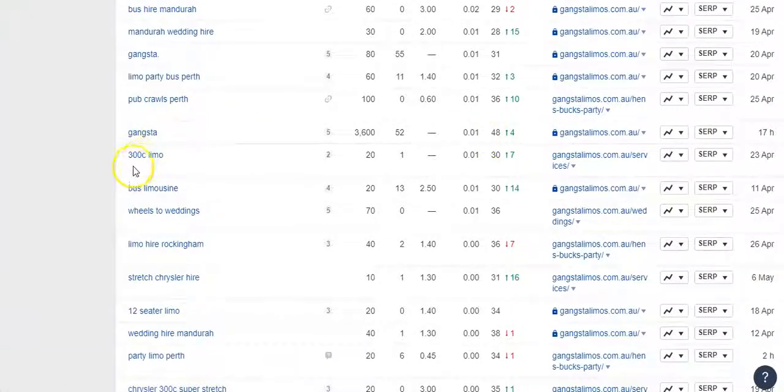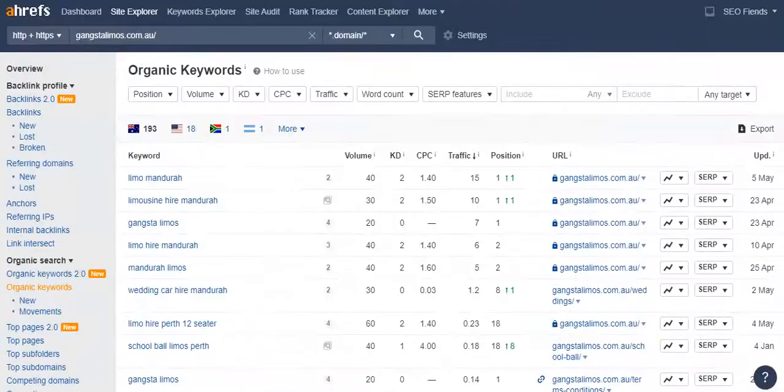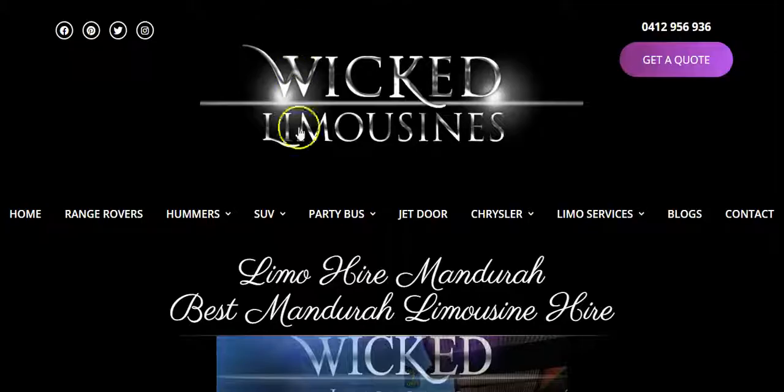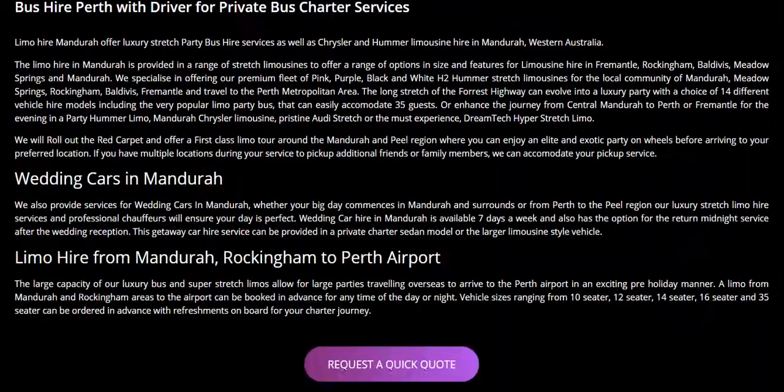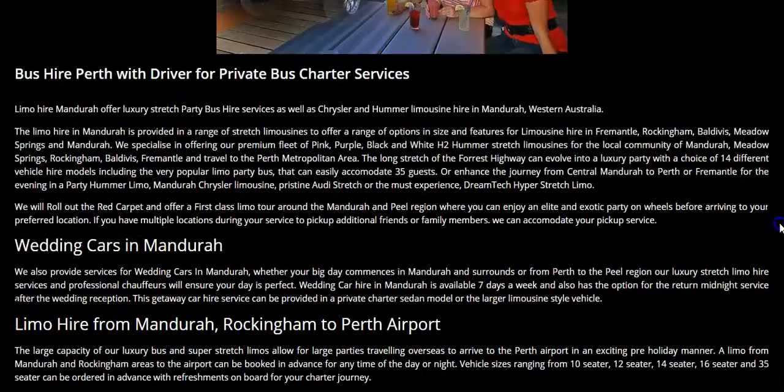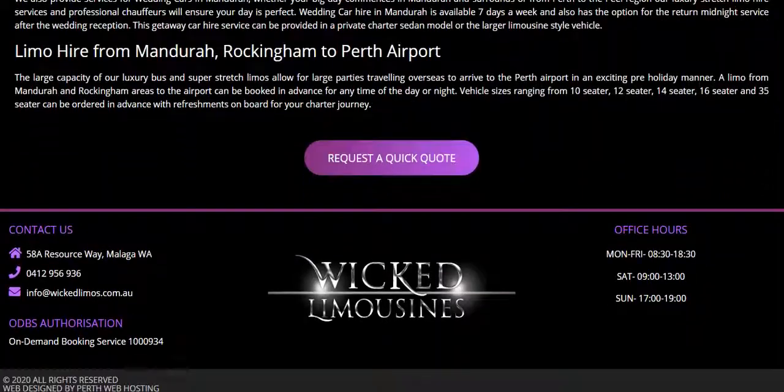300C Limo, you're on the bottom of page 3. So these are the things that, because these are quite easy KDs, we can make some really good headway and start ranking you well for. Because your opposition has a lot of pages. They obviously have a lot of vehicles, things like that, and you can see they've got that content I was mentioning, and they have a footer, so it's got information on here which helps them rank as well.